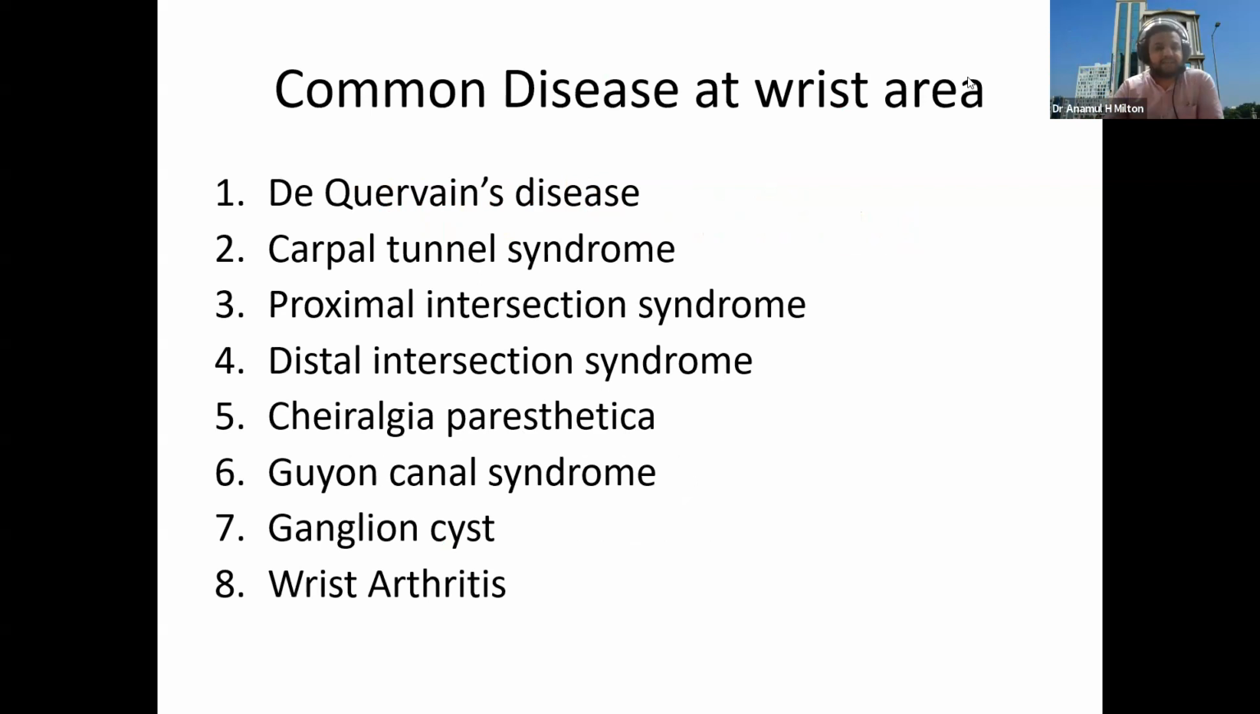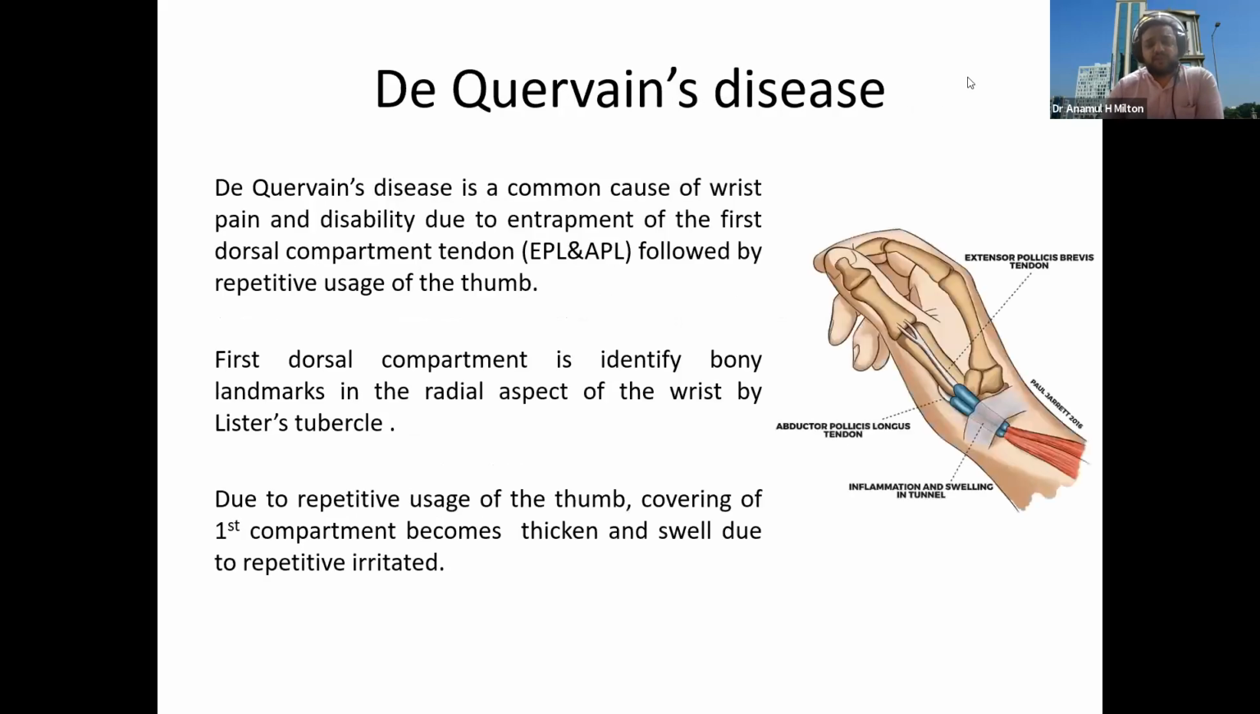Commonly seen here are de Quervain's syndrome, carpal tunnel syndrome, proximal and distal intersection syndromes, then cheiralgia paresthetica, Guyon's canal syndrome, ganglion cyst, and wrist arthritis also.